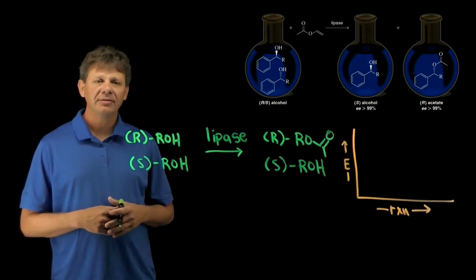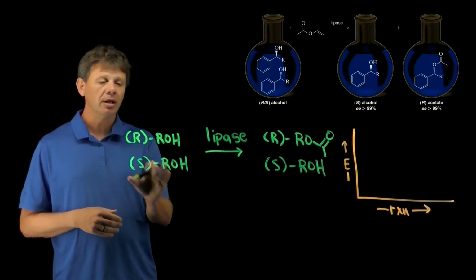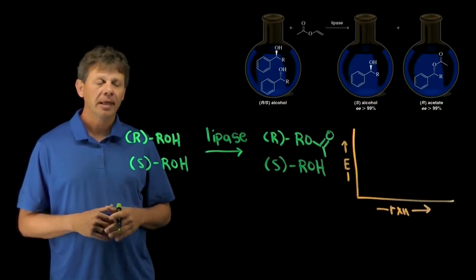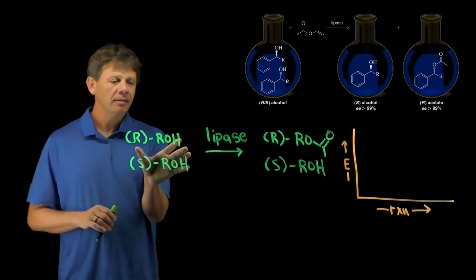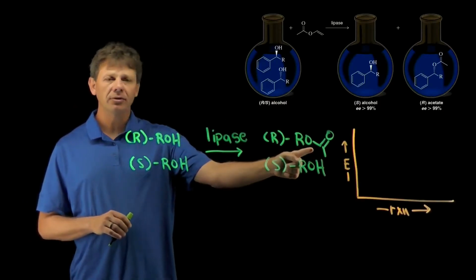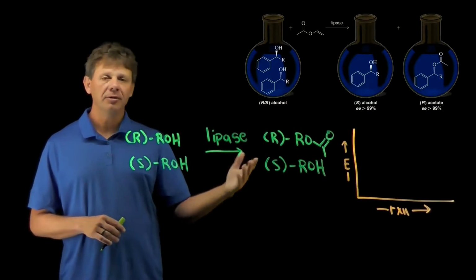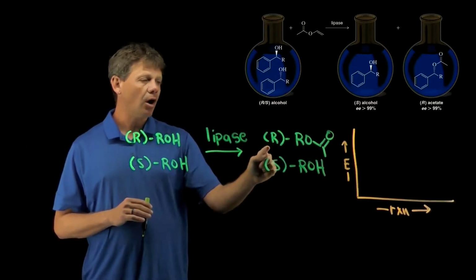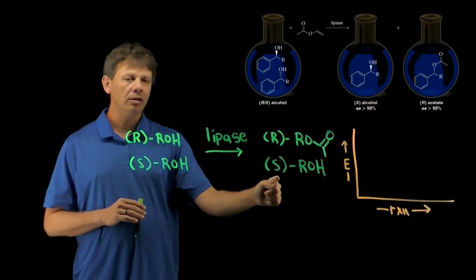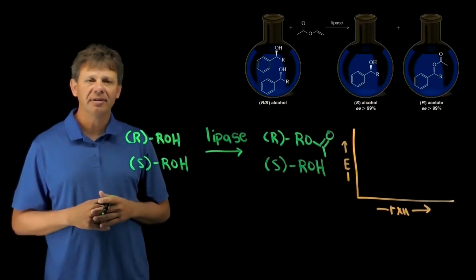This assessment asks us to draw a reaction coordinate diagram for the lipase catalyzed resolution of the enantiomeric alcohols. Now, I've redrawn this to simplify it on the screen to show what's happening. The R alcohol is being converted to the ester at a faster rate than the S alcohol is being converted to the ester. And so what we end up with is all of the R alcohol as the ester and all of the S alcohol, ideally, left over as the alcohol itself.